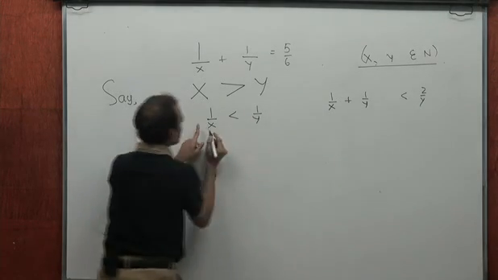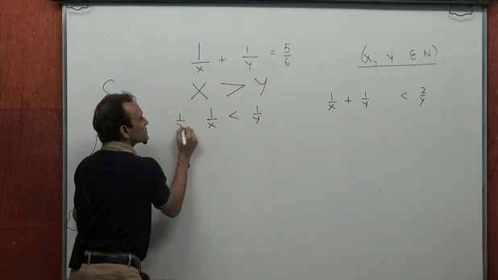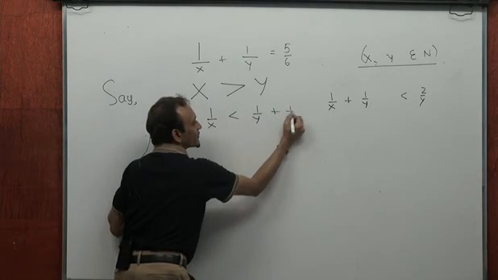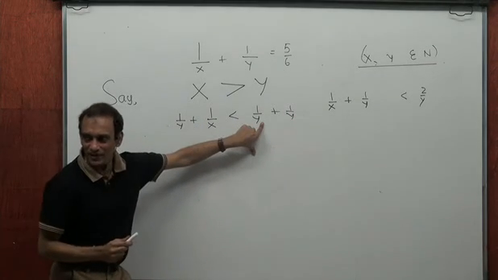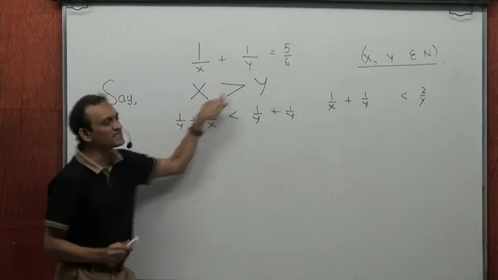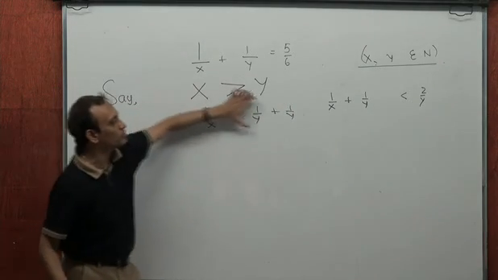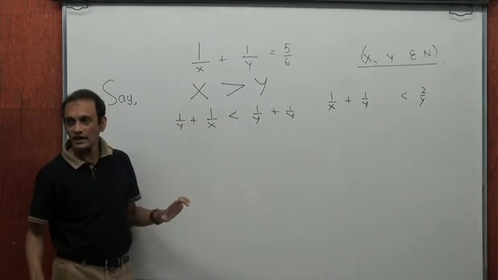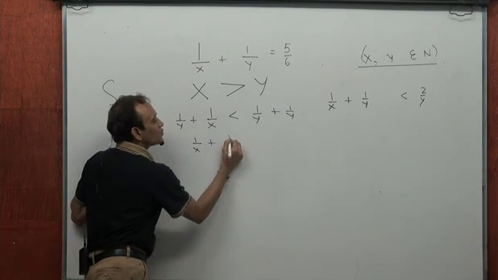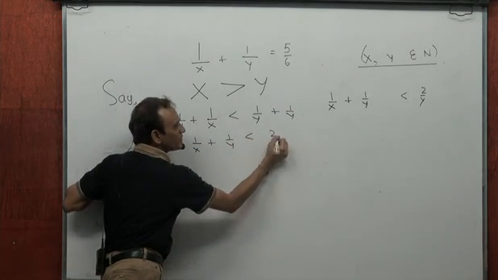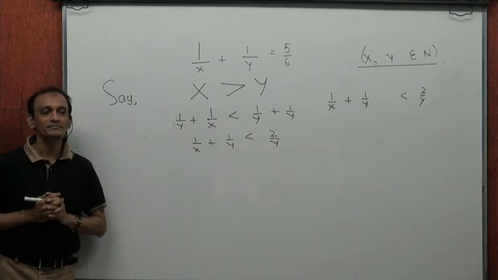See, the way you can look at it is, okay, 1 by x is less than 1 by y, because x is greater than y. Add 1 by y to both sides. Does it not give me 1 by x plus 1 by y is less than 2 by y? Can I say this? Tell me.